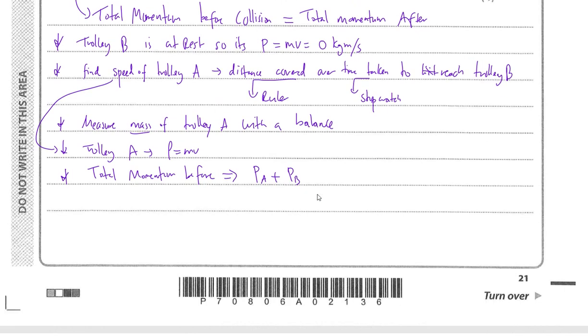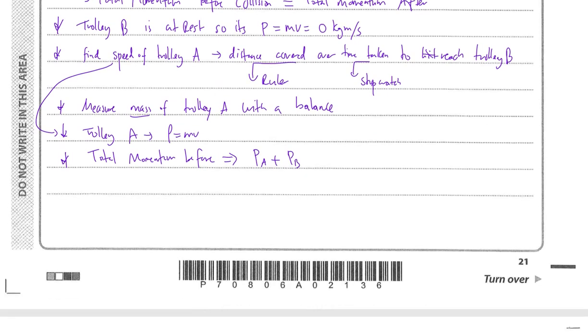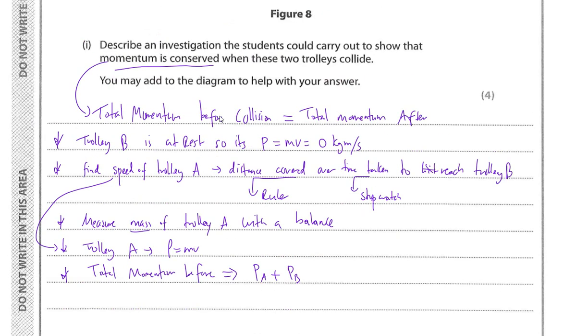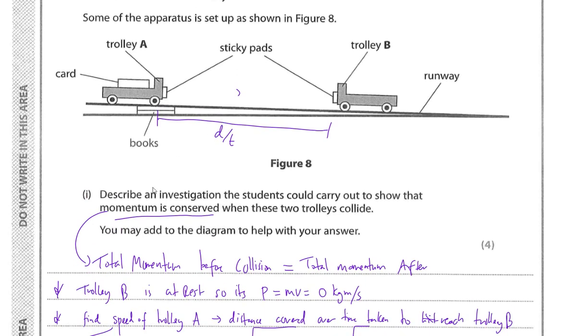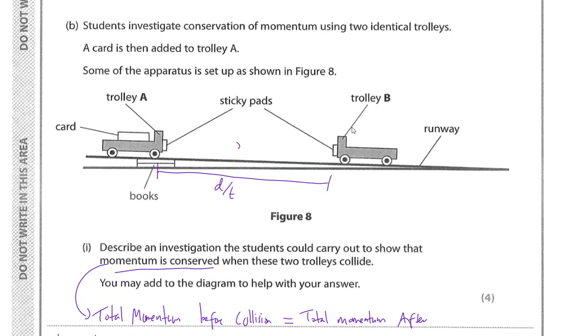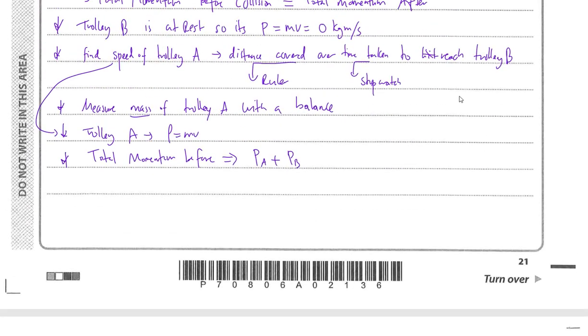And then we need to do the same thing afterwards. Now, how can we make our life easier? They are identical, so the mass is the same. After the collision, look at the sticky pad there: A and B stick together and move together.